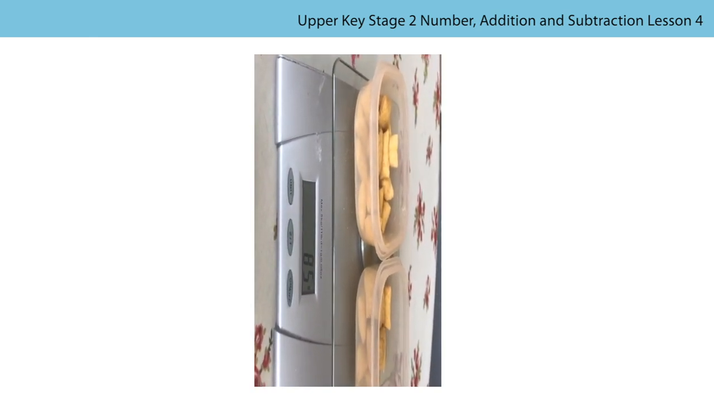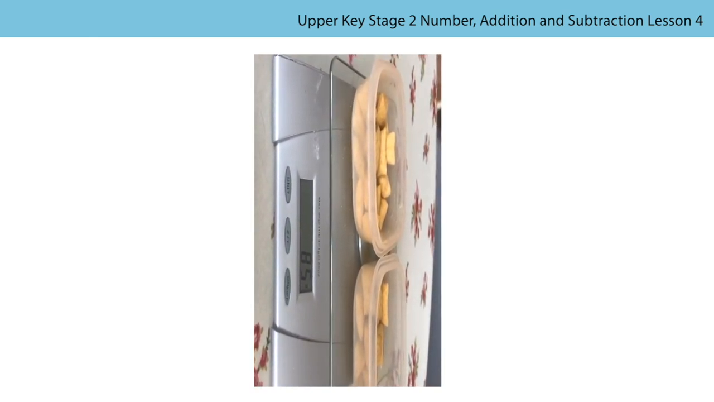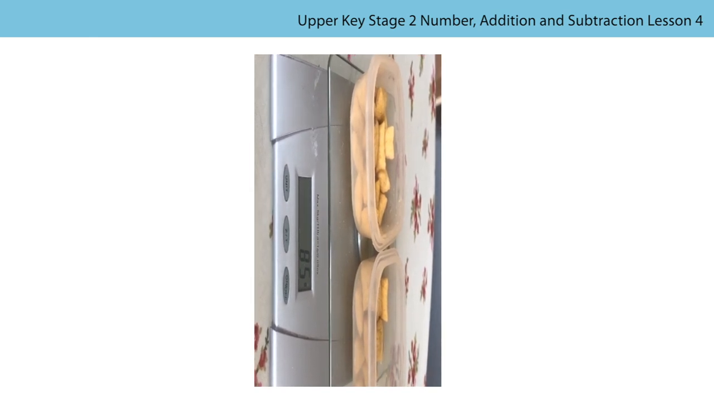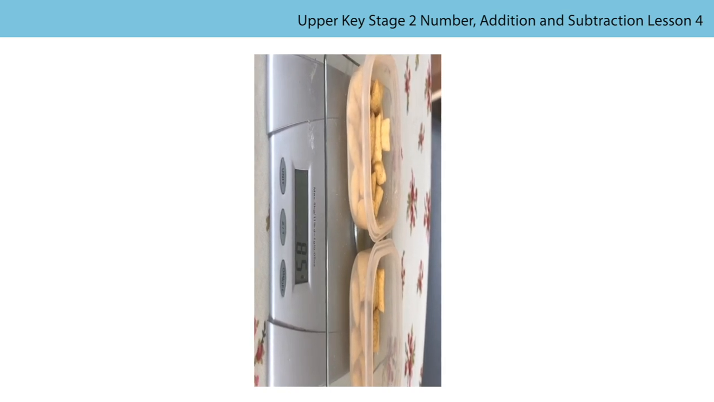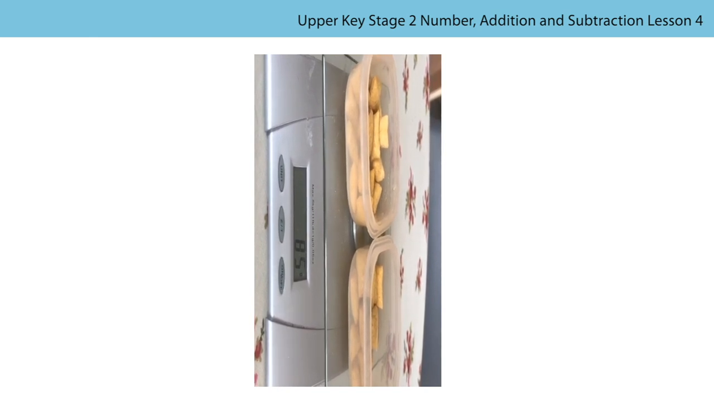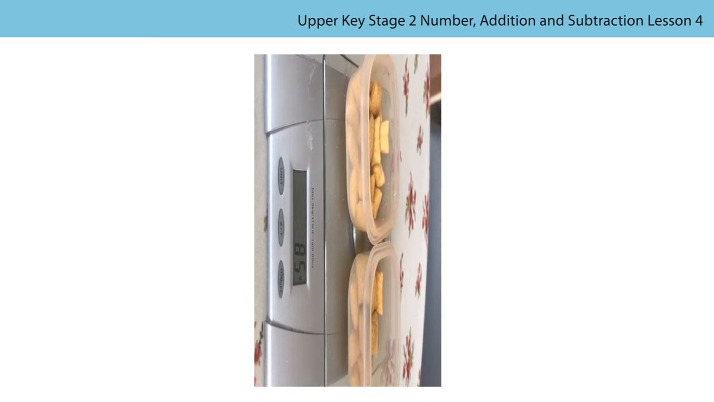What do you notice? And when I ask that, I mean what has stayed the same and what is different. This shows some cereal being redistributed from one container to the other. The amount of cereal in one container decreased, whereas the amount of cereal in the other container increased by the same amount. And because of this, the total mass has stayed the same.